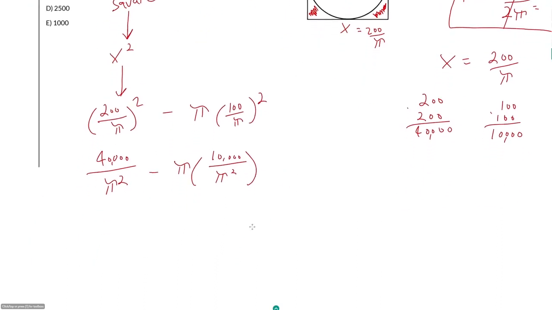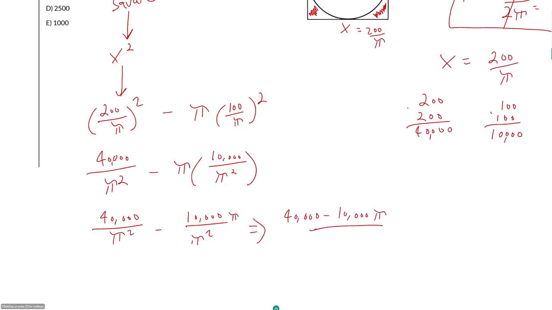Then what can we do here? So it looks like we can cancel out a pi here, but maybe before I do that, I want to combine my terms, because I can use this pi squared here as a common denominator with this pi squared over here. Maybe I'll just rewrite this as 10,000 pi over pi squared. Before I cancel out this pi, I want to use this to combine my two fractions. So 40,000 minus 10,000 pi all over pi squared.